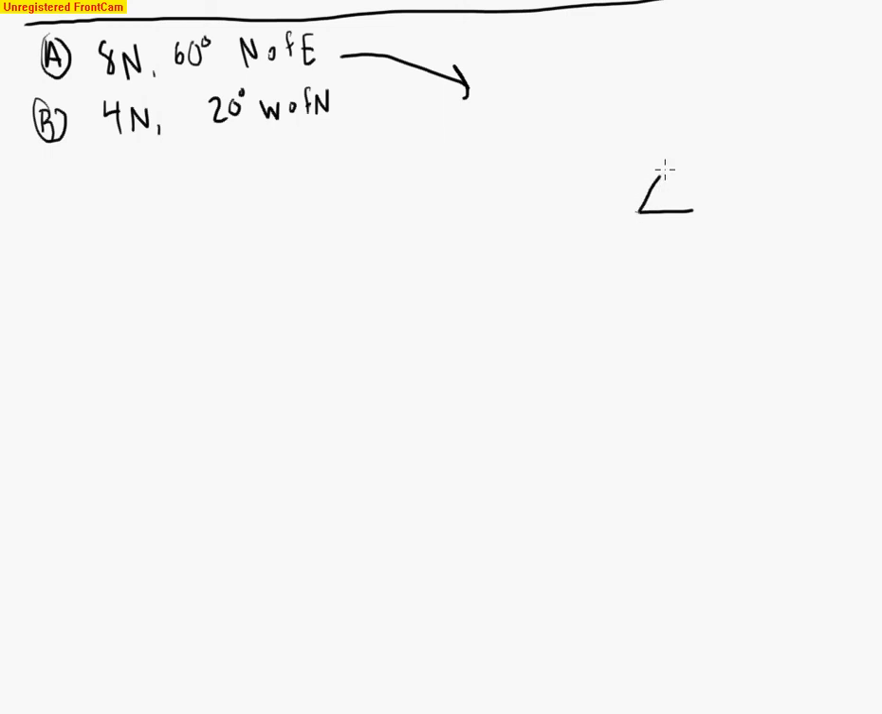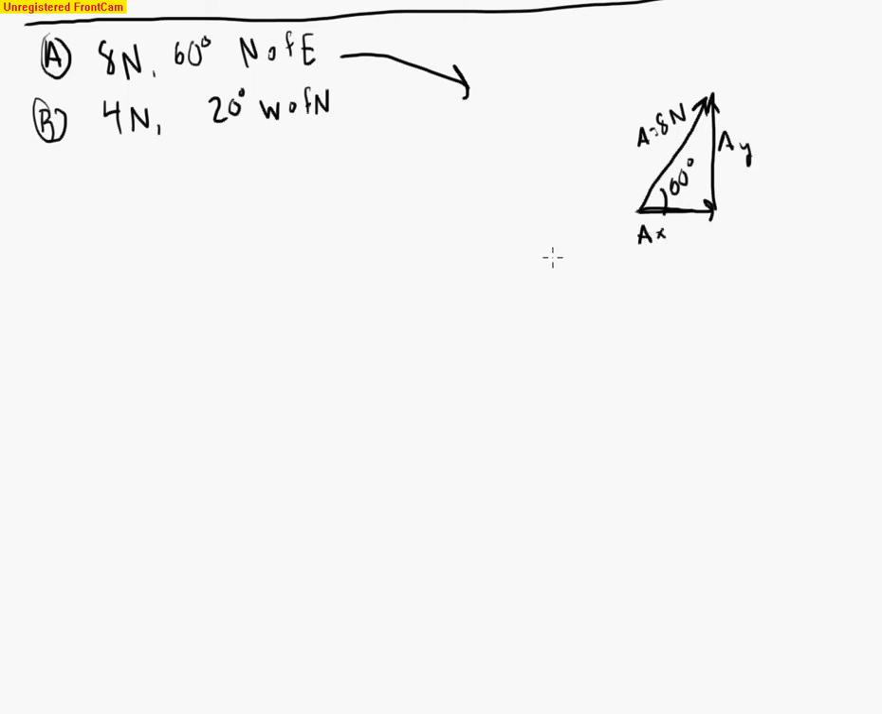So that would be something about like that. So this would be our 60-degree angle. It points 60 degrees to the north of east. So then our components would lie along the east and the north. So this would be A, and that's 8 newtons. And this would be Ay and Ax.